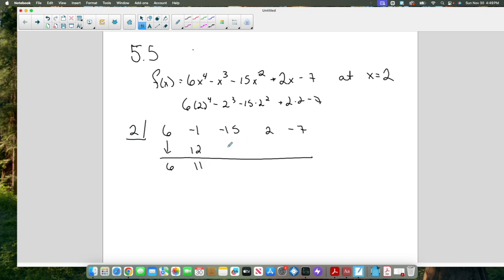11 times 2 is 22. Add them together, give me 7. 7 times 2 is 14, add, 16. 16 times 2 is 32. Add those together, give me 25. And the nice thing about this is that it means f of 2 is equal to 25. Super nice, easy way of doing it. This is especially useful for the SAT, ACT, any type of standardized mathematics test, to do it really, really quickly.